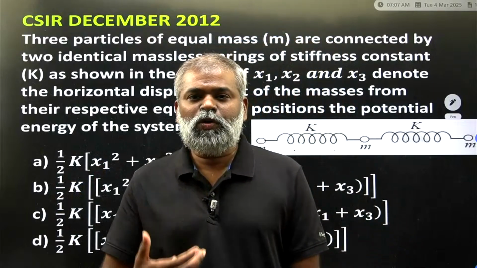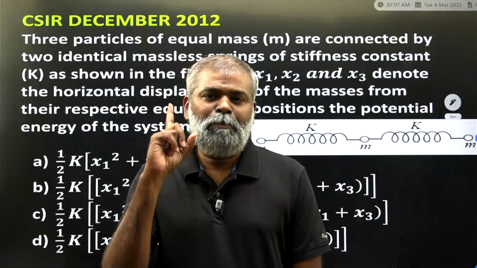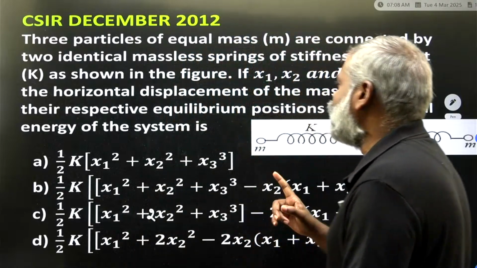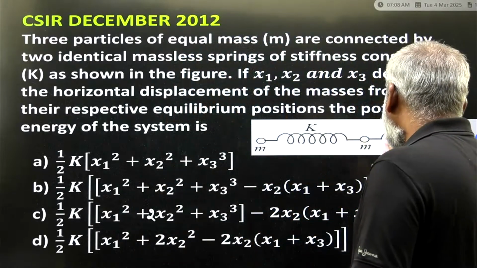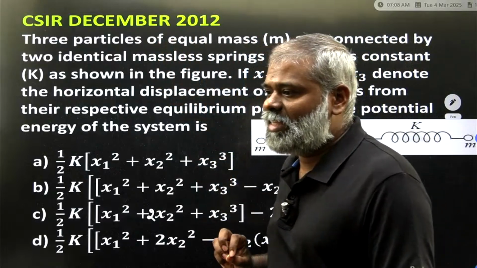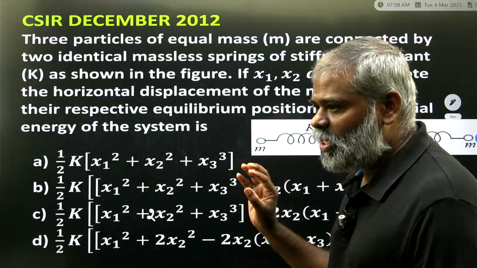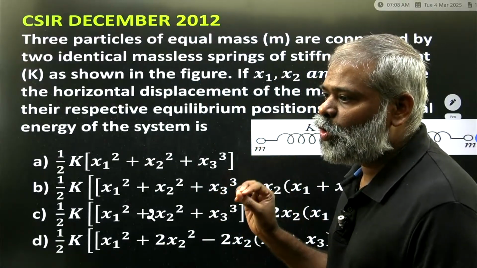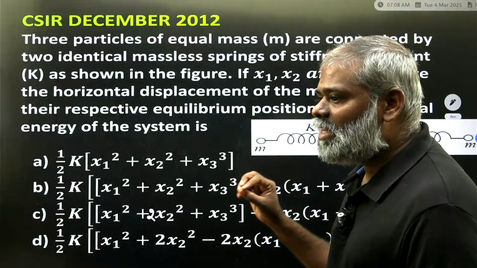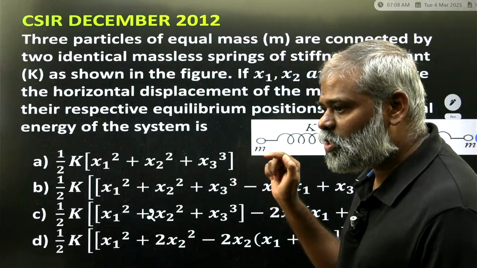Now in this video we are going to discuss one important previous question, from the spring mass system. There is a mass and spring system. This question was asked in CSIR December 2012. When they give the question, you should read it 2-3 times, and after reading, see what data they have given.